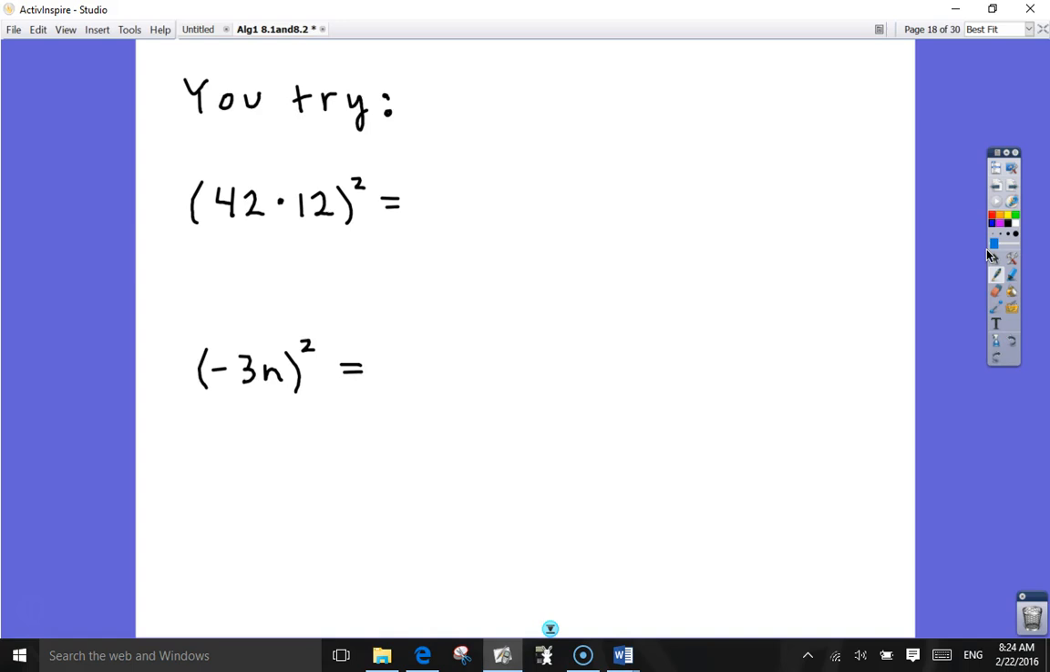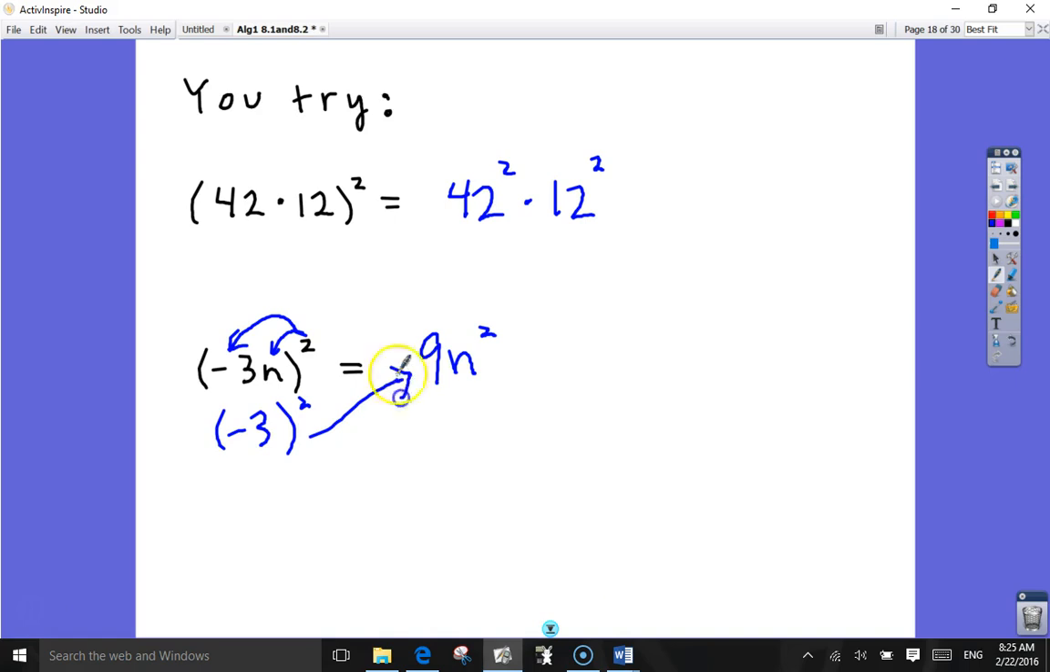So what's the first one? 42 squared, 12 squared. How about the second one? Positive 9n squared. So when we took that in, that's like negative 3 squared. And when you square a negative, what do you get? Positive.